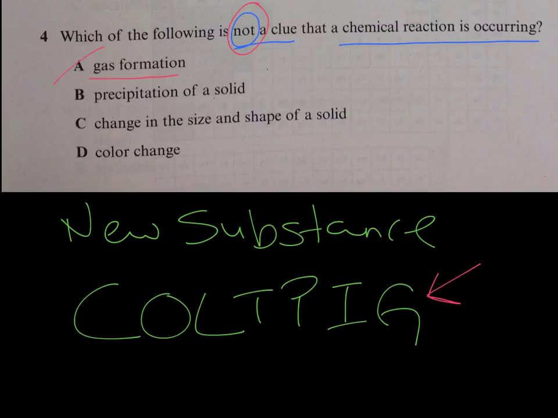So let's look at letter B. Precipitation of a solid. When we have a precipitation of a solid, we're just saying that a solid is being formed here. Do we find that somewhere in cold pig? Great job. Our P for precipitate. So in that case, since it's found in cold pig, that's not our answer, because again, we're looking for not a clue, something that is not a chemical reaction.